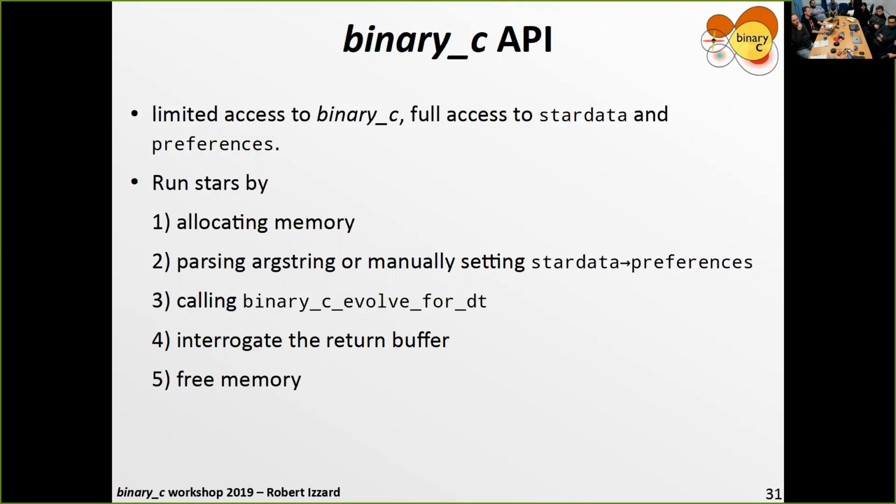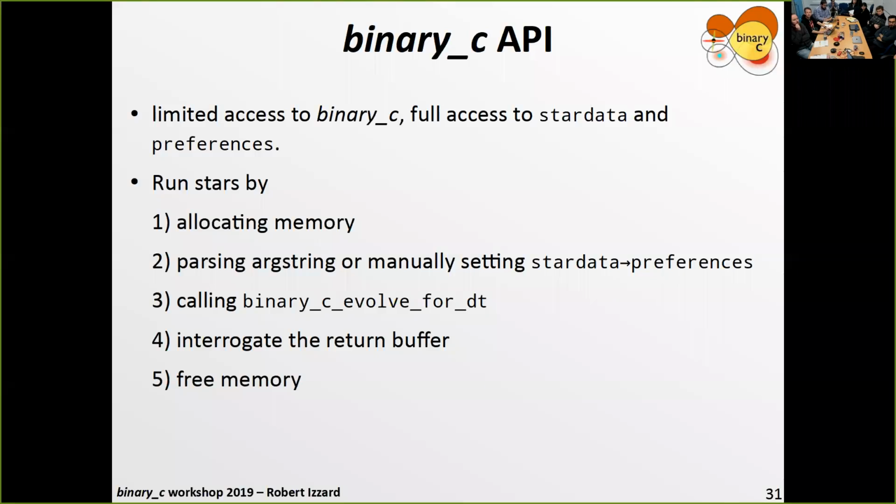Essentially what you do is there are calls for each of these steps in the API. The first one will be to allocate some memory, because you need to allocate your star data and things like that. The next one is you go through your argument string that you give it, and you set the arguments according to that. It's exactly like running it on the command line. There's no difference there. You can also manually set the preferences structure if you want. That's certainly possible as well.